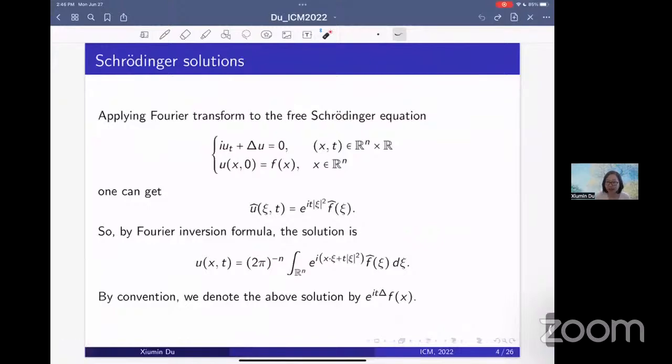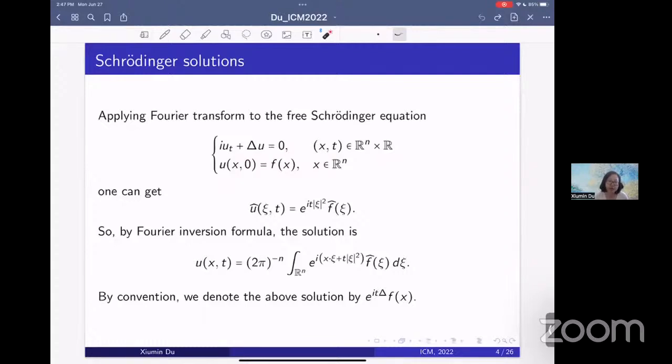Now let's see Schrödinger solutions. Consider this free Schrödinger equation. Here x is a space variable in R^n, t is a time variable in R. The equation is i du/dt plus Laplacian u equals 0. And when t equals 0, the initial data is f.